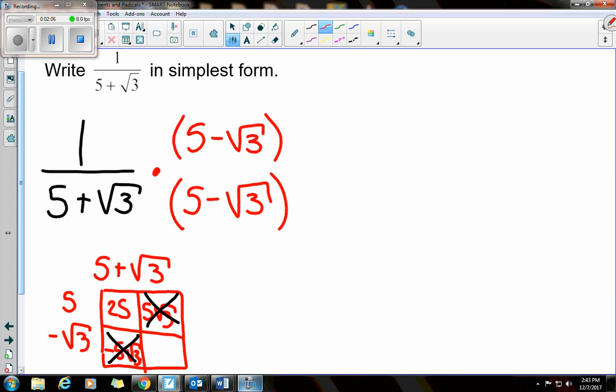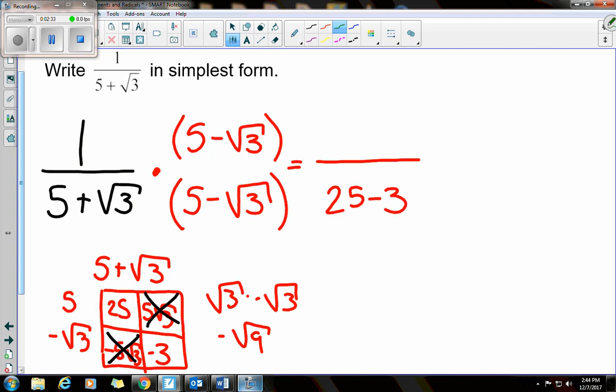Okay, well then if we take the square root of 3 times the negative square root of 3, that's just going to turn out to be negative 3, okay? Or if you look at it this way, if you multiply whatever's underneath, it's the square root of 9. If you take the square root of 9, that turns out to be 3, so negative 3. Okay, so in our denominator, we have 25 minus 3.